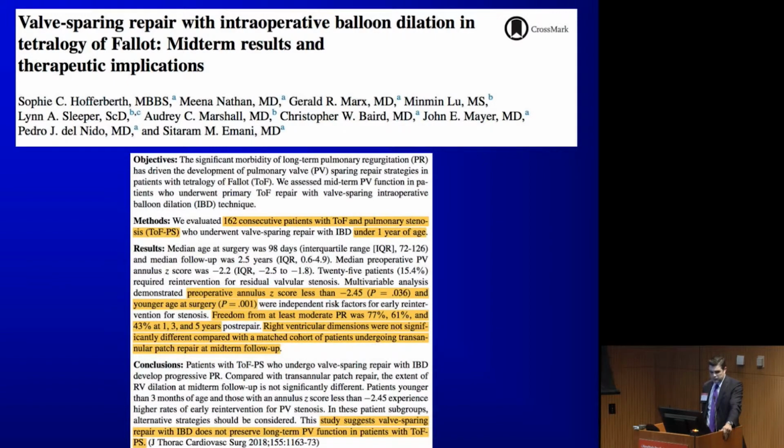With a median follow-up of 2.5 years, pretty much what they found was that the pre-op annulus Z-score of -2, almost -2.5, and younger age at surgery were the independent risk factors for reintervention for stenosis. And then when they looked at the freedom from at least moderate PR, I think this is where the most provocative findings of the study came. They found it was 77% at 1 year and 43% at 5 years. I'll show you their curves coming up here. And then when they looked at the impact of this on the RV and RV dimensions, they found that they were not significantly different from a matched cohort of patients who underwent the traditional transannular patch repair.